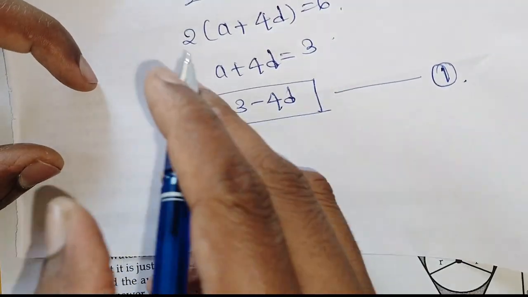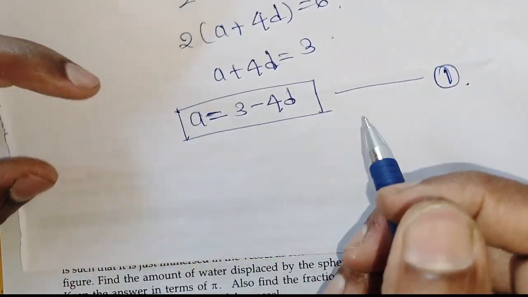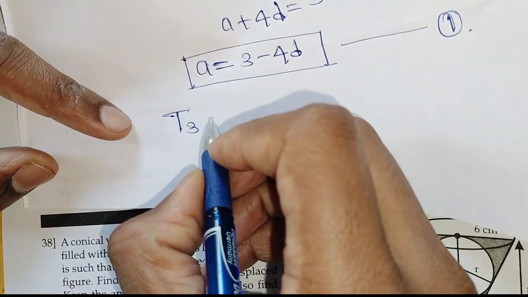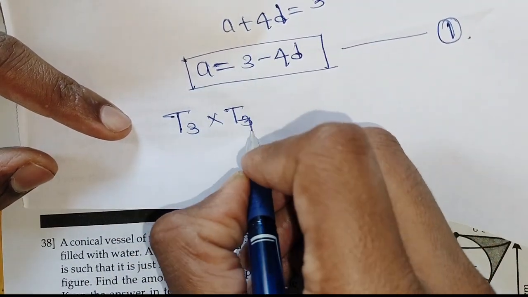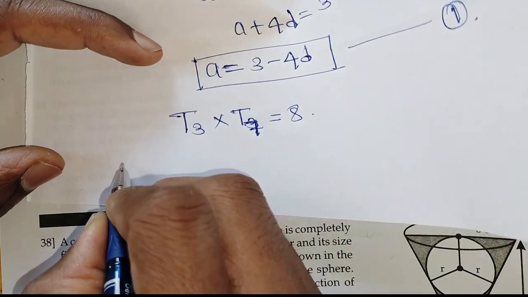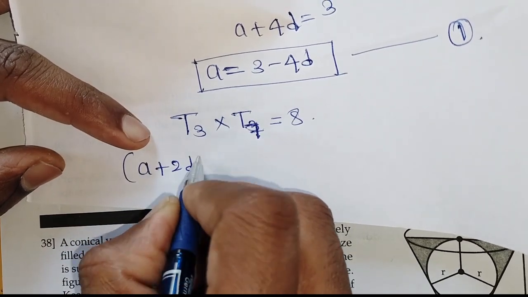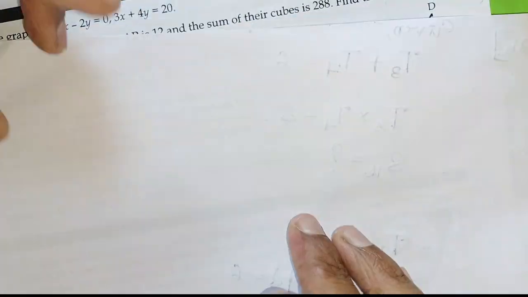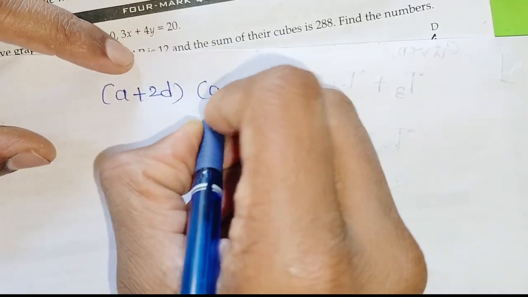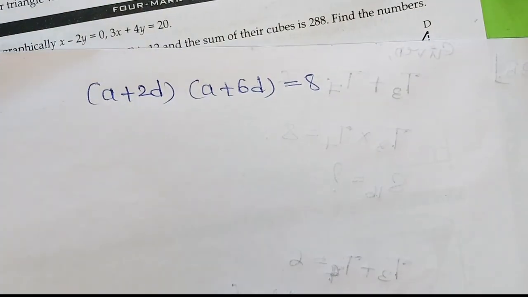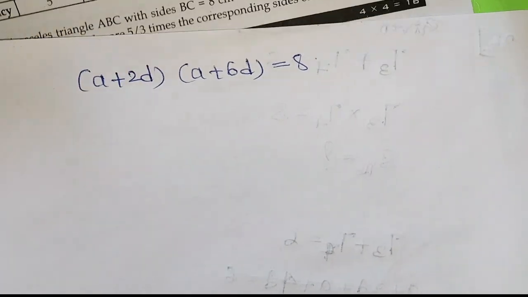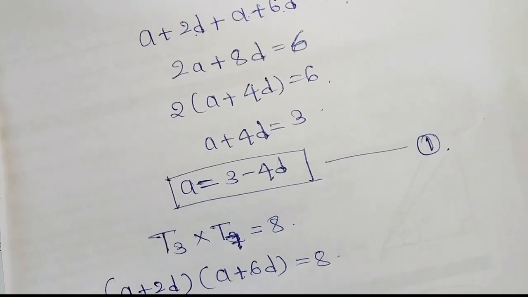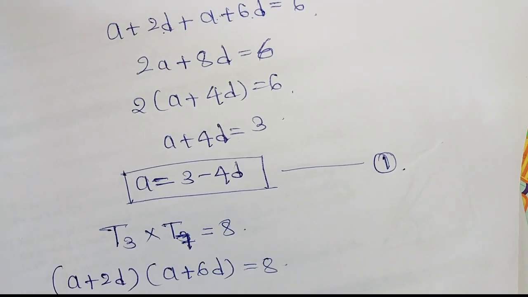Using this relation, you are going to substitute it in the next one. It is given that the product of the third term and the seventh term is 8. That is, (a plus 2d) and (a plus 6d) is 8. We know that a is 3 minus 4d. Here we have to use this in this equation.